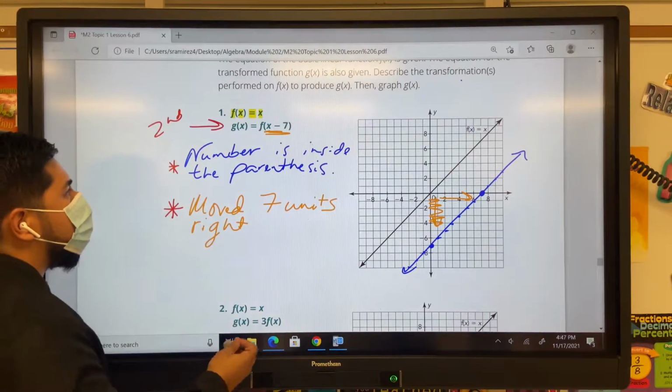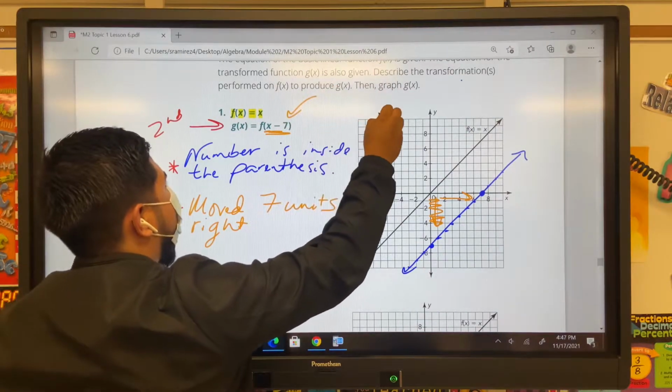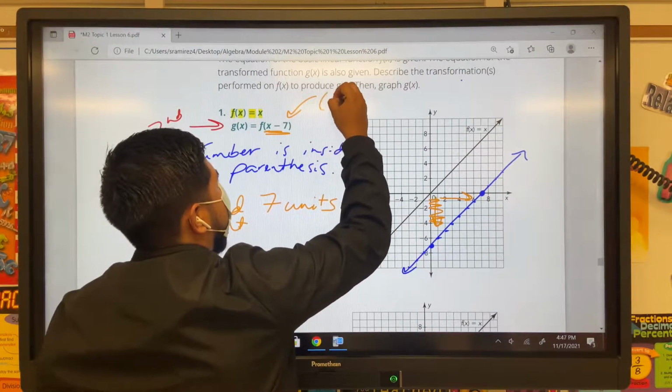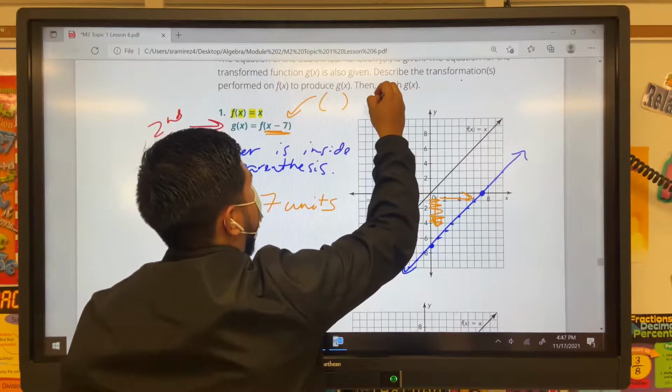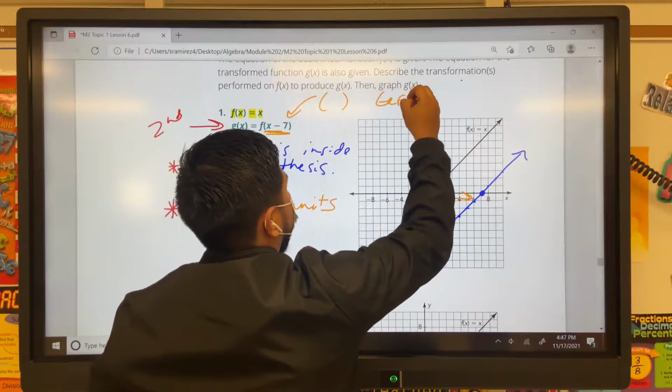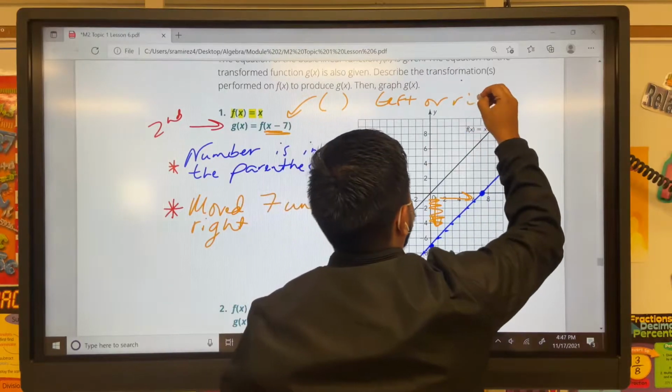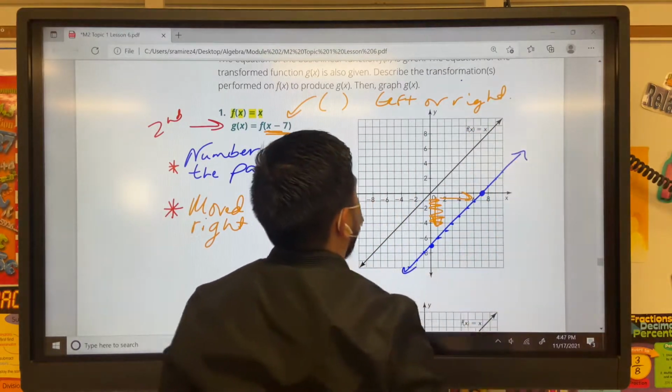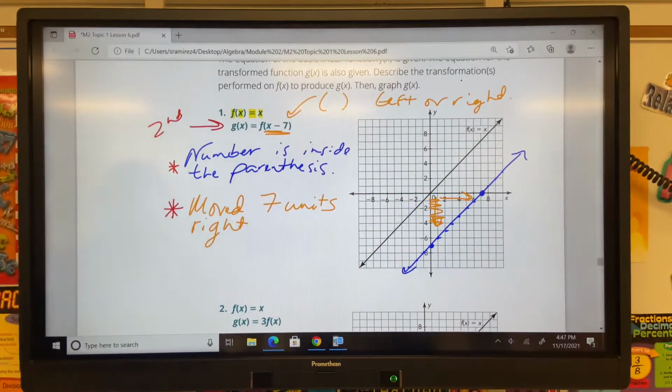A lot of notes to consider. Again, let's put a little arrow right here. In the parentheses means left or right. And we're going to talk about that right now in just a second. Okay, let's keep moving. Pause it if you need to.